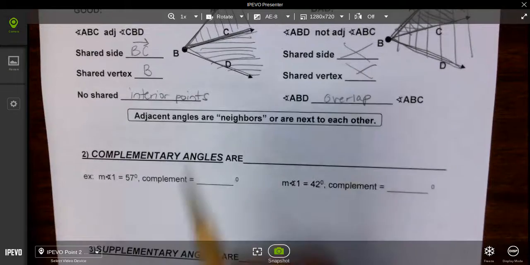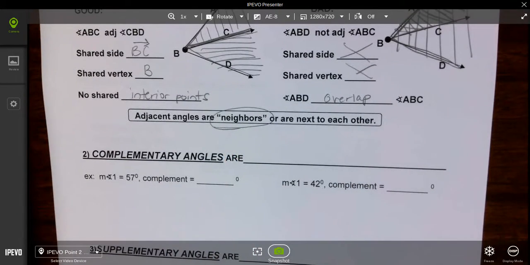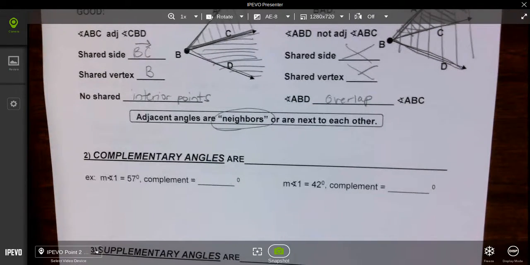You'll hear me say in class, they're neighbors. They're next to each other, but they don't live directly on top of each other. They're in different houses. So you can think about that in terms of neighbors.